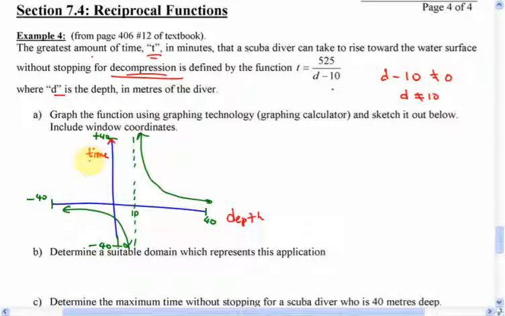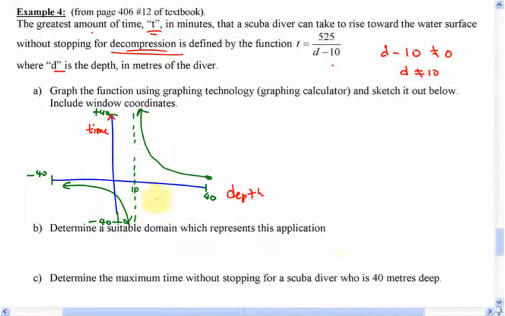Now, my next question to you is a little bit more fun. It says, determine a suitable domain which represents this application. So what's a suitable domain for this situation? Domain, of course, we're talking about the horizontal. We're talking about depth. So what do you think are valid answers for depth? What are some possible values for depth?